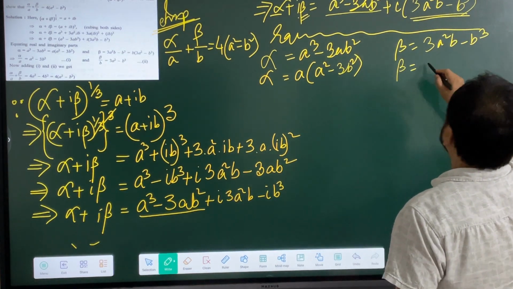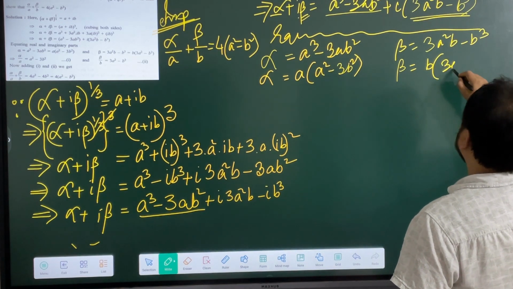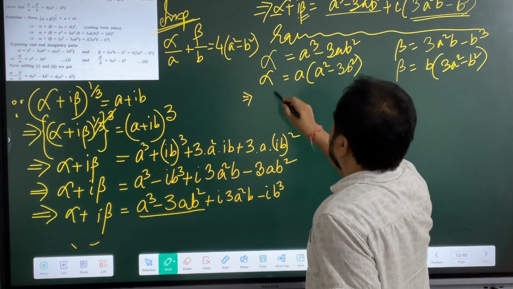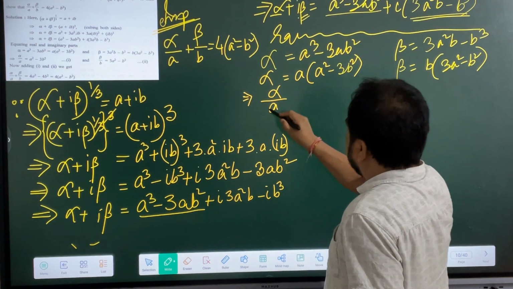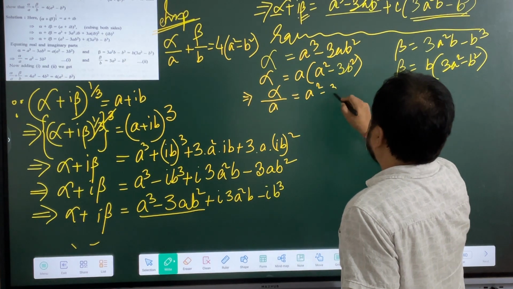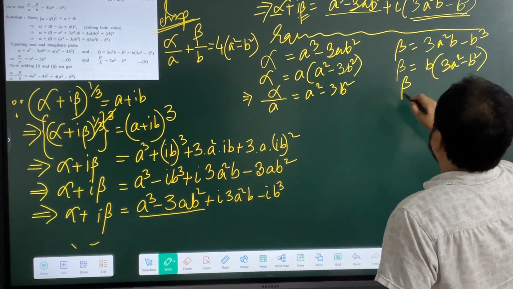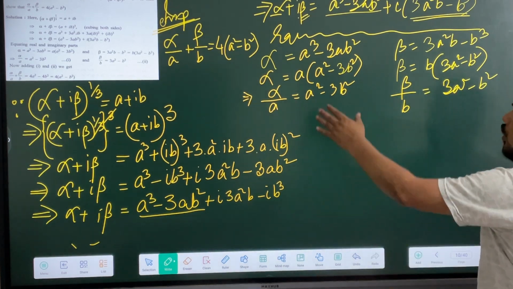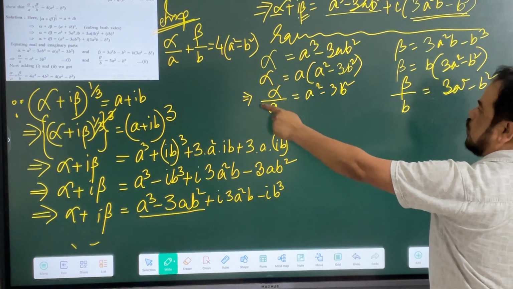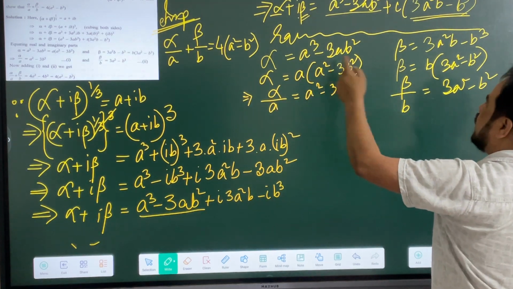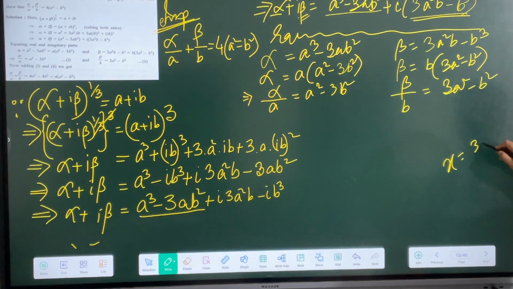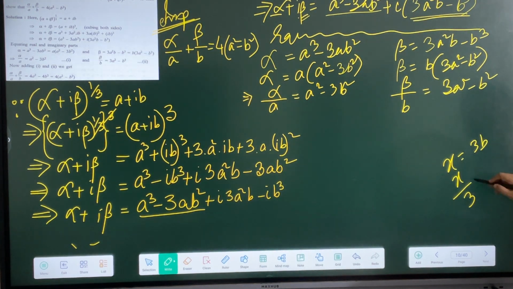Here beta is equal to, let us take b common. Now we can write here alpha by a equals a square minus 3b square. Here beta by b is 3a square minus b square. This one I hope you understand. A has to come here. After doing cross multiplication, we will get the same thing. B has come here. X equals 3b. Then we can write x by 3 equals b. I hope you understand this.